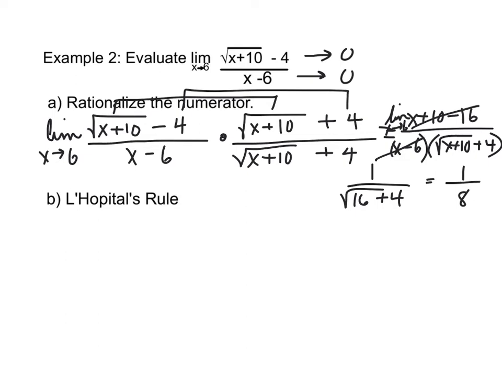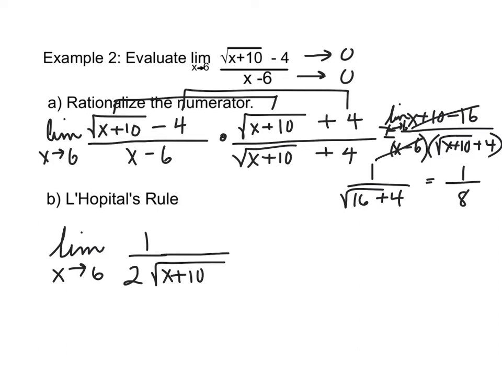All right. By L'Hopital's rule, since I've already determined that it is indeterminate, then I'm going to take the derivative of the top over the derivative of the bottom. Well, the derivative of the bottom is just 1, so I'm going to ignore it, since I know that this is going to be 1/2 times x plus 10 to the negative 1/2. Write it in simplified form, set it equal to 1 over 2 times the square root of 16, which is also 1/8. So either of those will work.